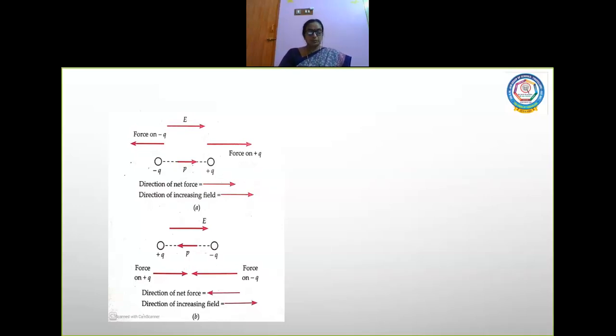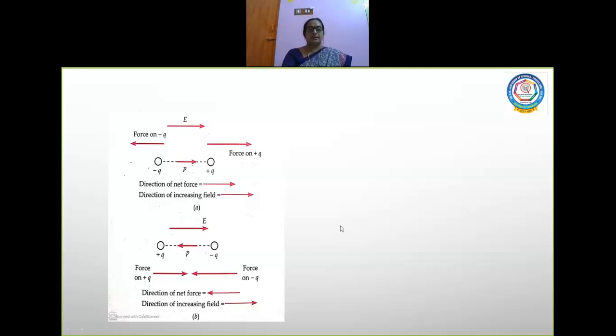In these two cases, definitely there is a net force on the dipole. When the dipole moment is parallel to E, there is a net force on the dipole in the direction of increasing electric field. See here, this is the direction of the net force on the dipole, and this is the direction of increasing electric field. Both will be in the same direction, right?